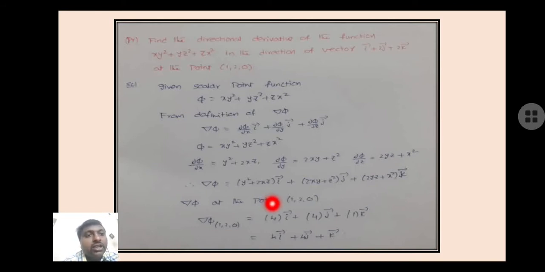So I am getting the components of i bar, j bar, k bar in the form of 4, 4, 1. So the resultant is 4 i bar plus 4 j bar plus k bar. Here I just replace the point, x equal to 1, y equal to 2 and z equal to 0. And the resultant del phi at (1, 2, 0) is equal to 4 i bar plus 4 j bar plus k bar. Okay.